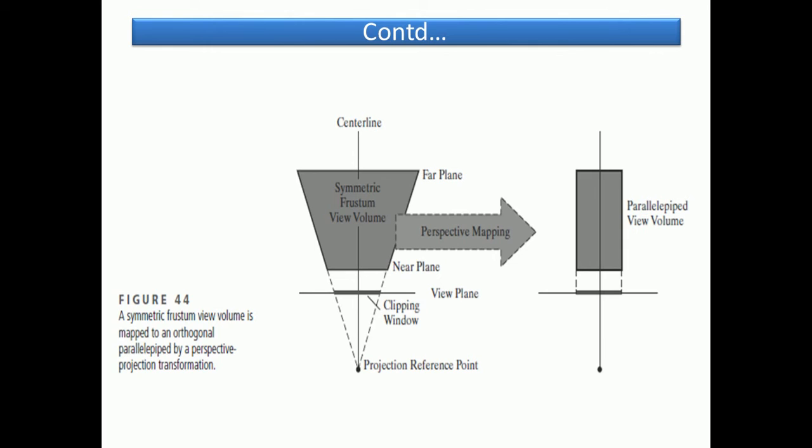When the perspective projection view volume is a symmetric frustum, then the perspective transformation maps the locations inside the frustum to orthogonal projection coordinates within a rectangular parallelepiped. The center line of the parallelepiped is the frustum center line, because this line is already perpendicular to the view plane, which is shown in the below figure, that is figure 40.